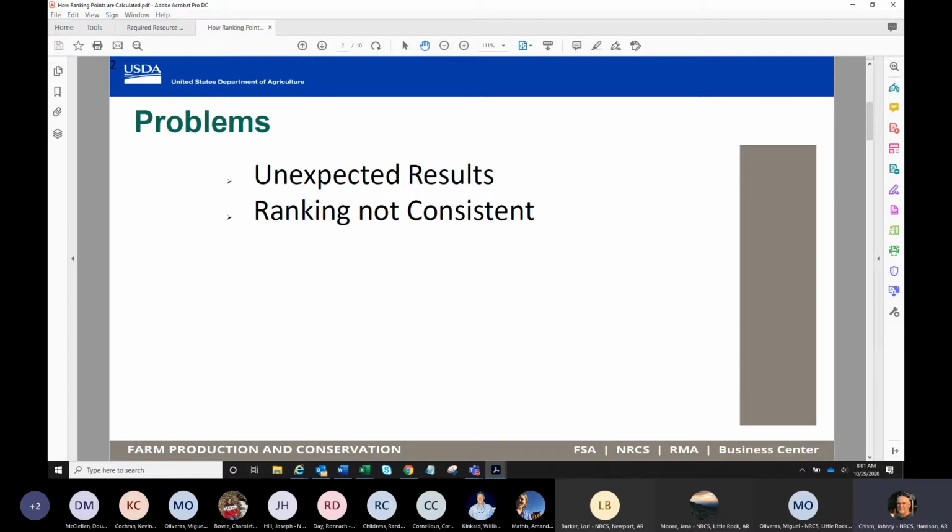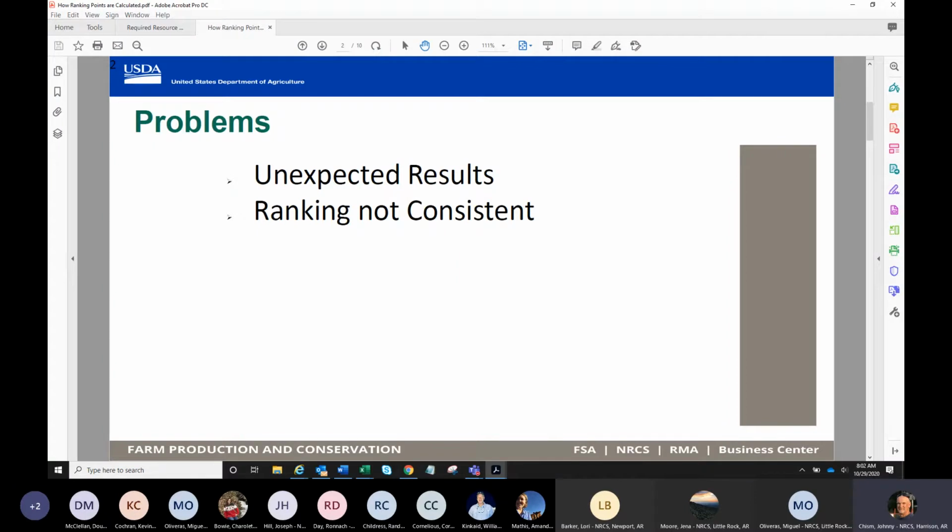A lot of the offices had expected some applications to rank high and they didn't, and some that were expected to rank low may have ranked higher, and they couldn't quite figure out what the problem was. So hopefully by looking at this, it'll show how some of those results come out.